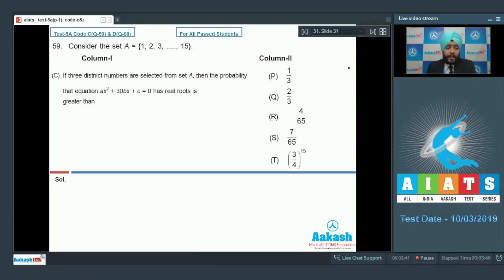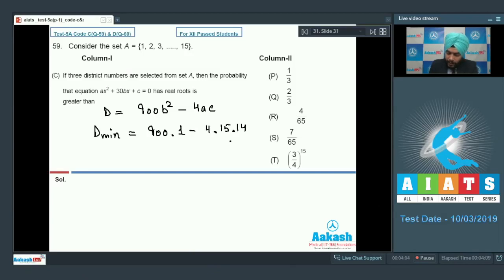C part says that if 3 distinct numbers are selected from the set A, then the probability that the equation ax square plus 30bx plus c equals 0 has real roots is greater than. The discriminant of this particular equation is 900b square minus 4ac. What is the minimum value of the discriminant? When b square is minimum, that is 1, and 4ac is maximum, that is 4 into 15 into 14. So that is equal to 60. This is the minimum value of the discriminant. That means all the values of the discriminant are greater than 60. Therefore, all the values are positive. Therefore, the required probability of event E is equal to 1 because it is a sure event.